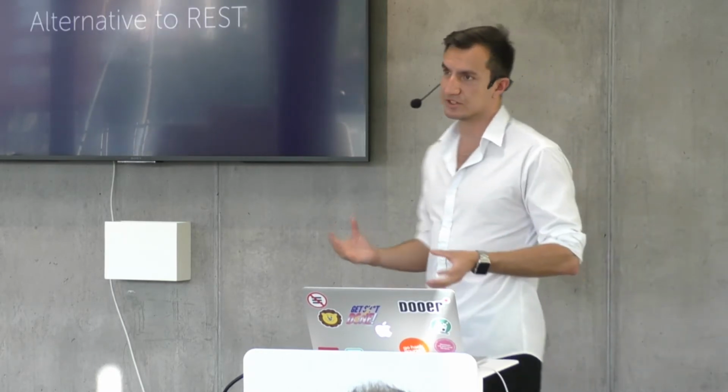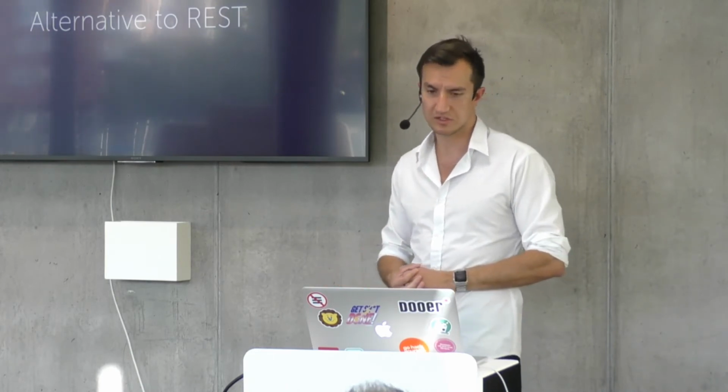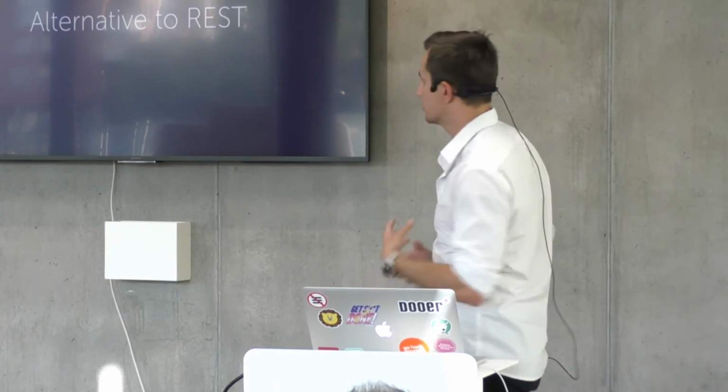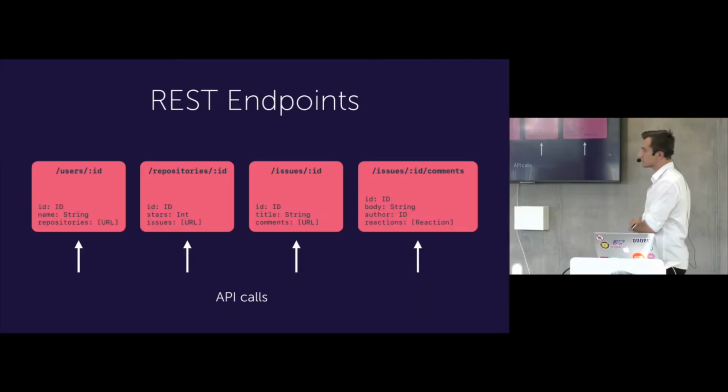So GraphQL is a query language for APIs. It's an alternative to using REST APIs. And if you look at a typical REST API, you have endpoints for different resources. These are different URL endpoints. And then you use the usual HTTP verbs like get, put, post, patch, and delete to fetch data and modify it.